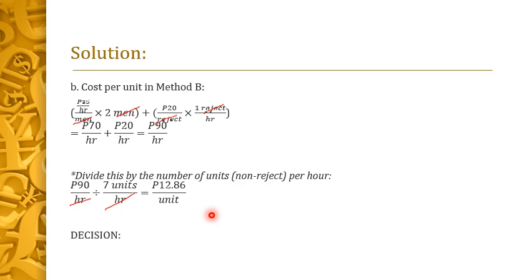Now, what is our decision? Which method is more economical? Comparing method B to method A, method B is more economical because method B costs less than method A.